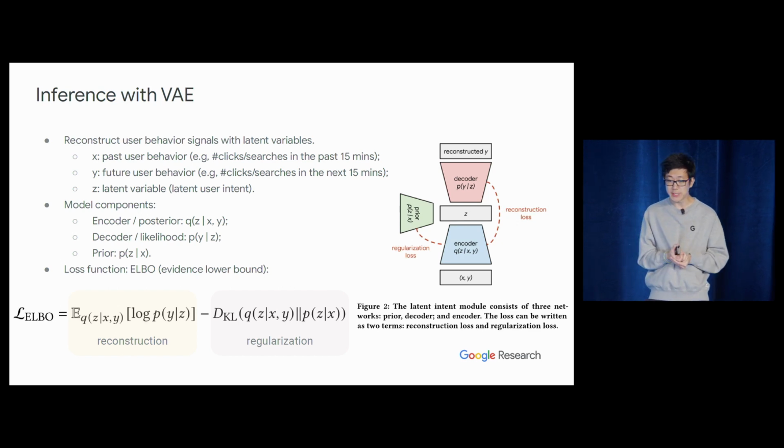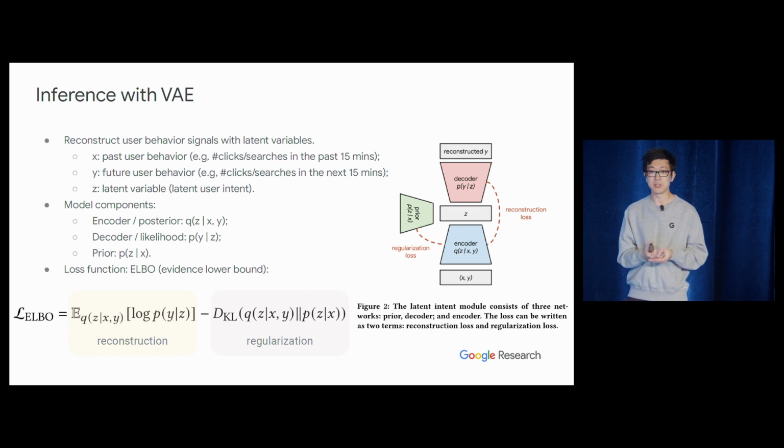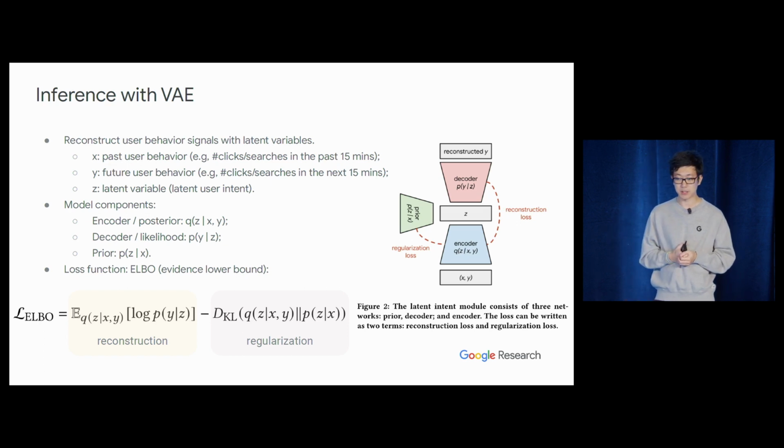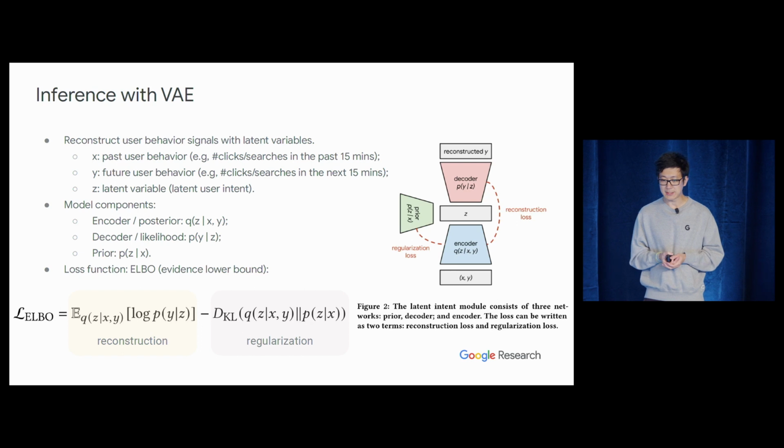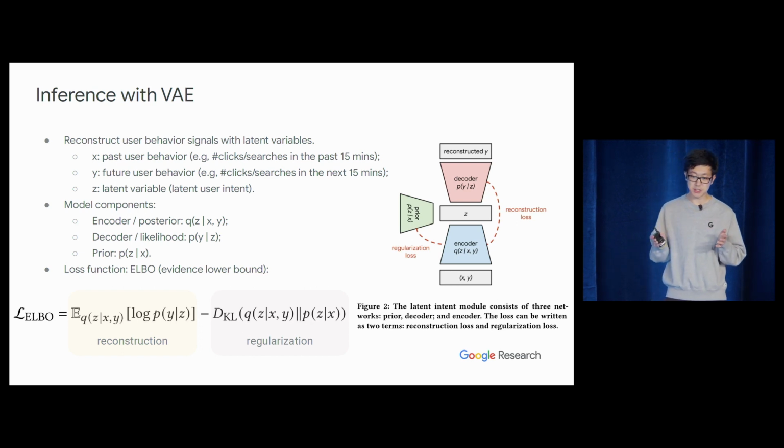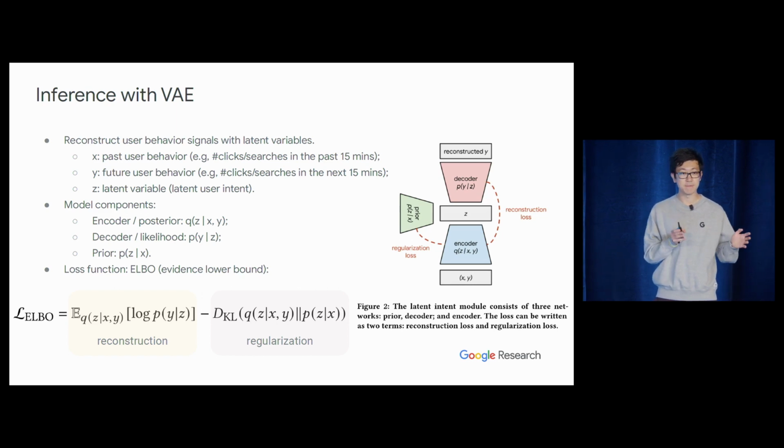And then to perform training and inference, we are applying the variational autoencoder technique to train the model and then to perform inference. For audience who are familiar with the variational autoencoder, the architecture we are using here is essentially the same as the conditional variational autoencoder. So let's go through the notations a little bit. We use X to denote the past user behavior. Examples could be the number of searches or number of search queries or number of watches on the platform in the past 15 minutes.